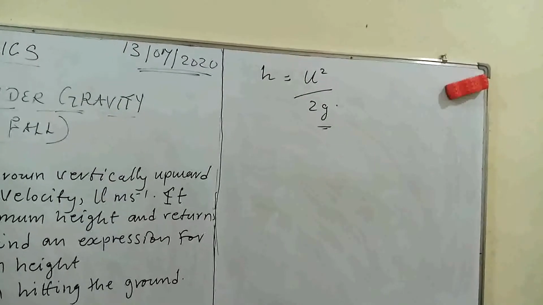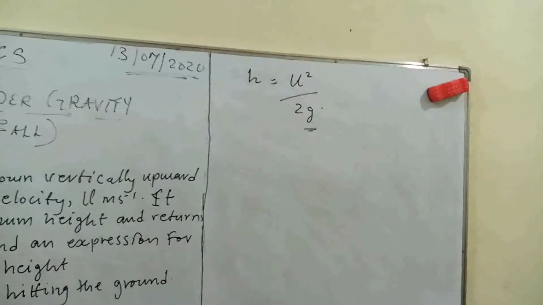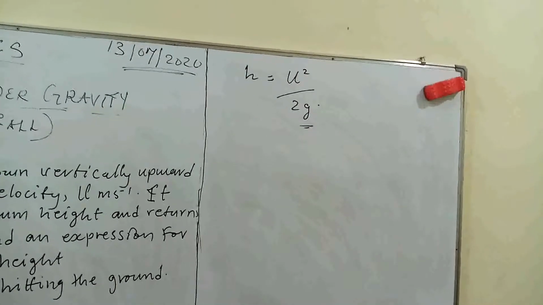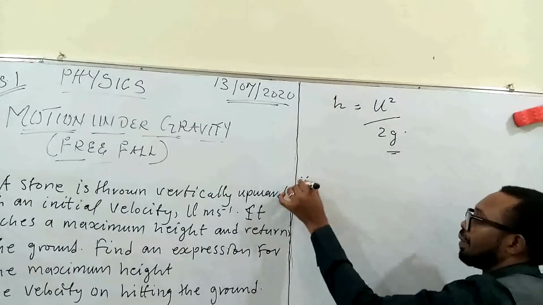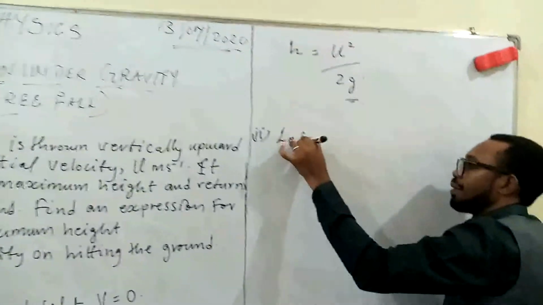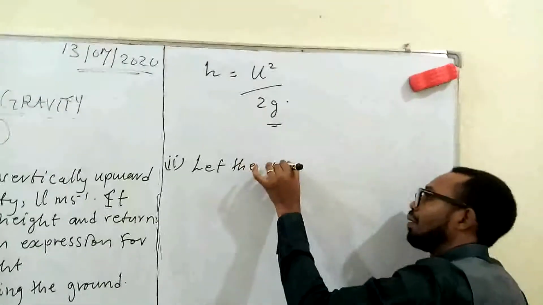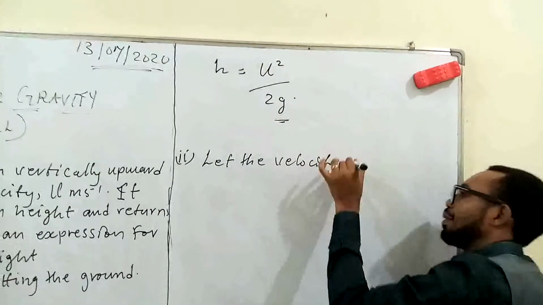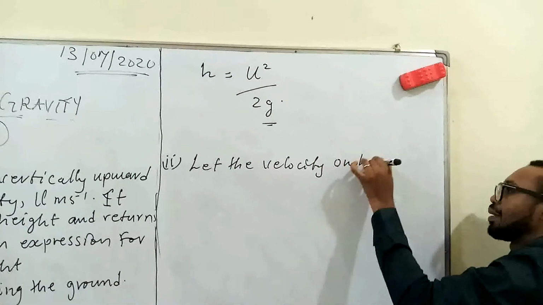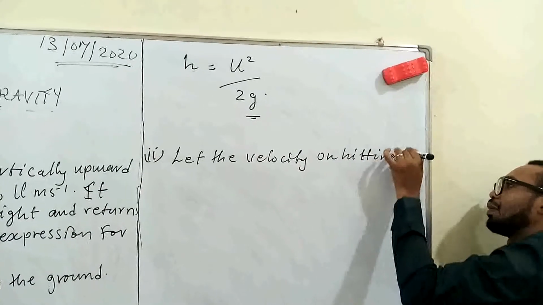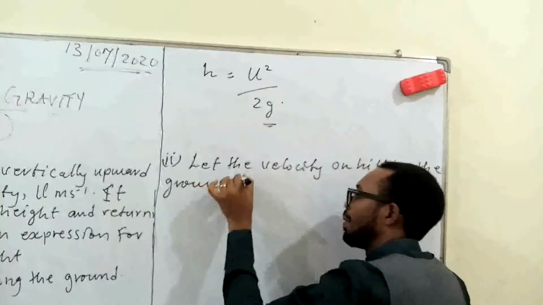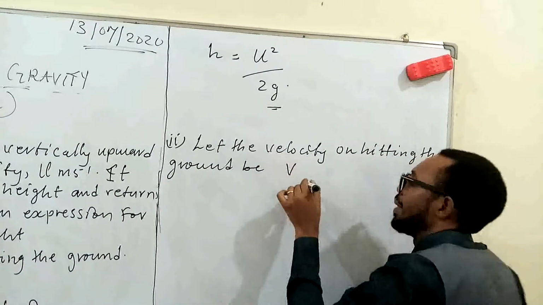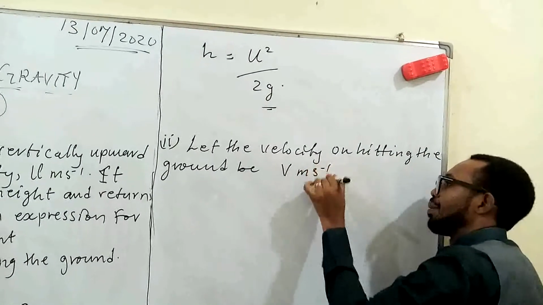Now for the second part, the velocity on hitting the ground. So let the velocity on hitting the ground be V in meters per second.